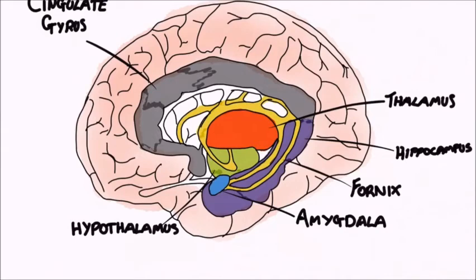So in summary, the limbic system comprises a complex group of structures that are important in various functions, such as interpreting emotional responses, storing memories, and regulating bodily functions.